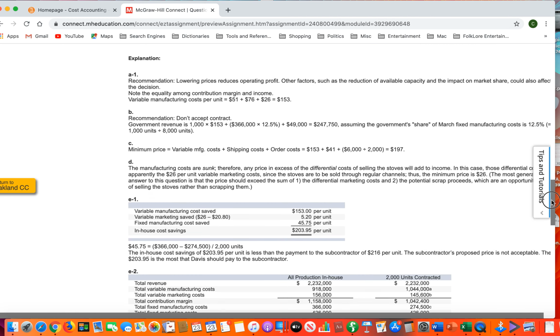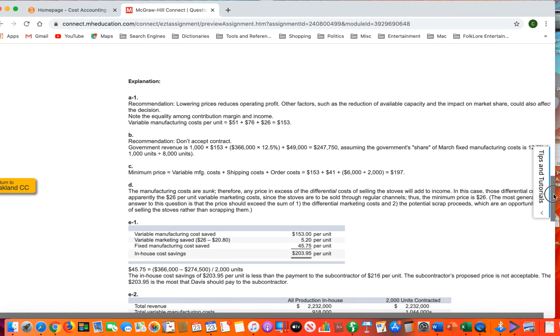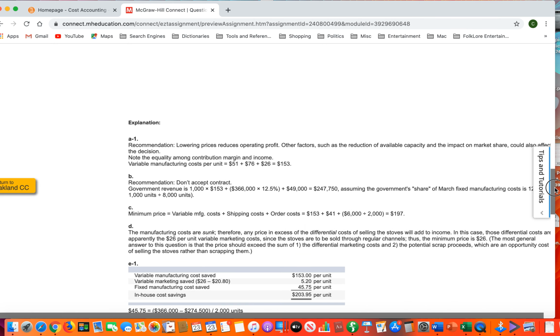And let me show you how they did it down here. Yeah, $247,750, what I said. And here's how they did it. You see here? They took that 153 is the variable cost, does not include that fixed portion at all.